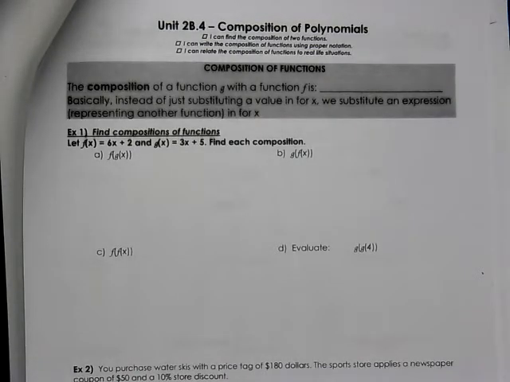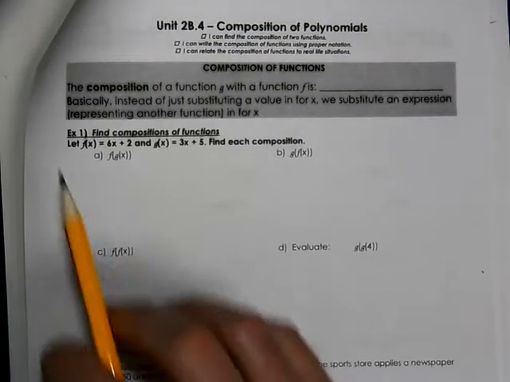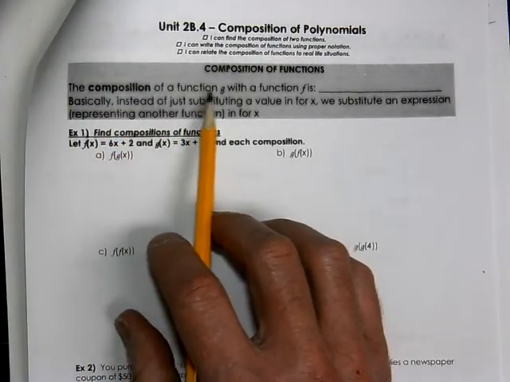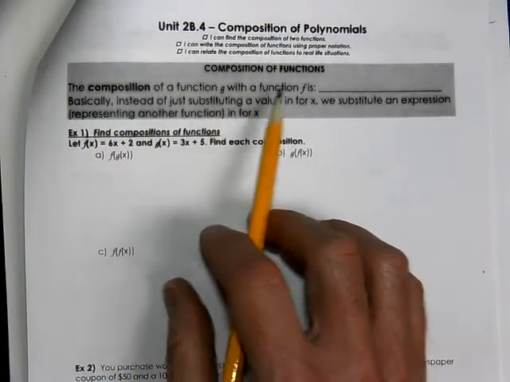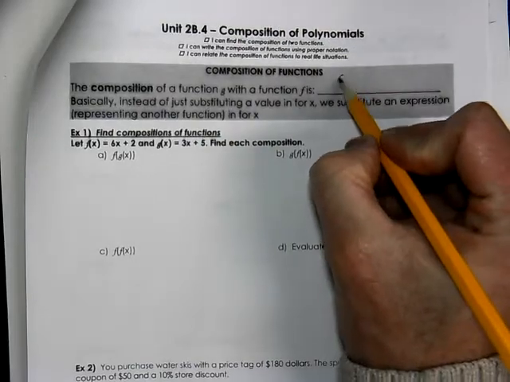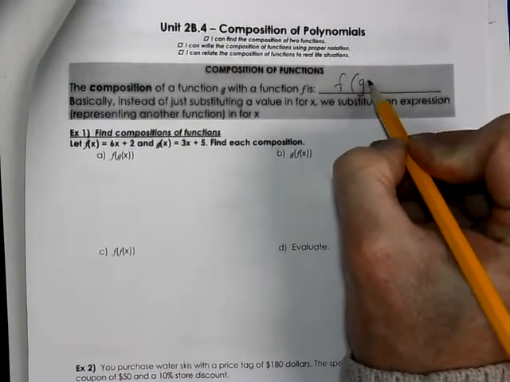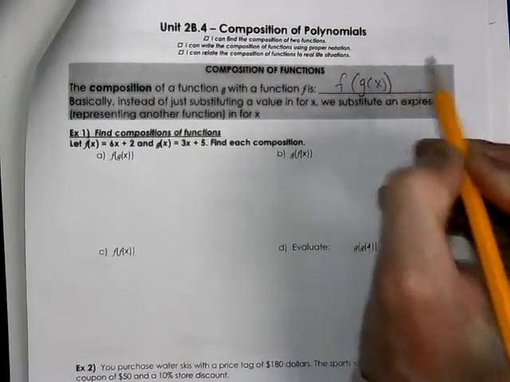This is Algebra 2 with Trig, working on Unit 2B.4, the composition of polynomials. What we're recognizing here is mainly about notation. The math is not very difficult, but the notation is different. The composition of a function g with the function f is f of g of x.